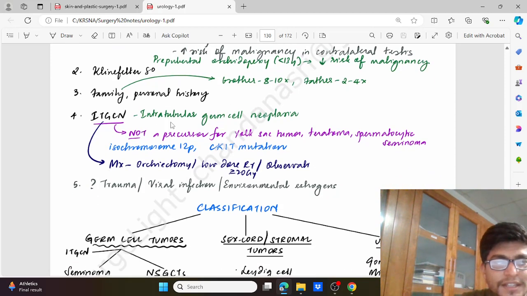Then ITGCN, that is intratubular germ cell neoplasia, which is a precursor for seminoma, spermatocytic seminoma, and it has isochromosome 12p and c-KIT mutation, managed through orchidectomy, low-dose radiotherapy, and observation. And lastly, trauma, viral infection, and environmental estrogens.